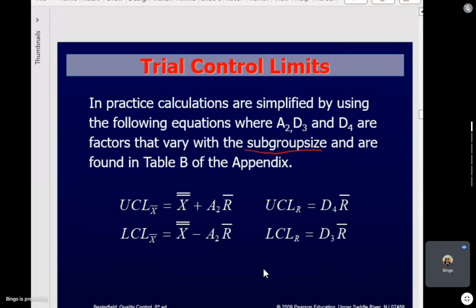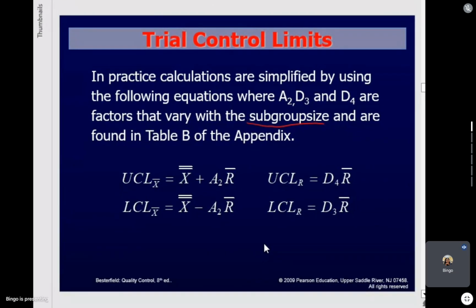Okay. So, nakopya nyo ba yung formula natin? Yes? Okay. So, meron tayo for trial control limits that are established at plus minus 3 standard deviation. So you have there the x double bar plus 3 standard deviation, then your x double bar minus 3 standard deviation. Then for the upper control limit for range naman, you have your R bar plus 3 standard deviation. Then for the lower control limit, you have your R bar minus your 3 standard deviation.